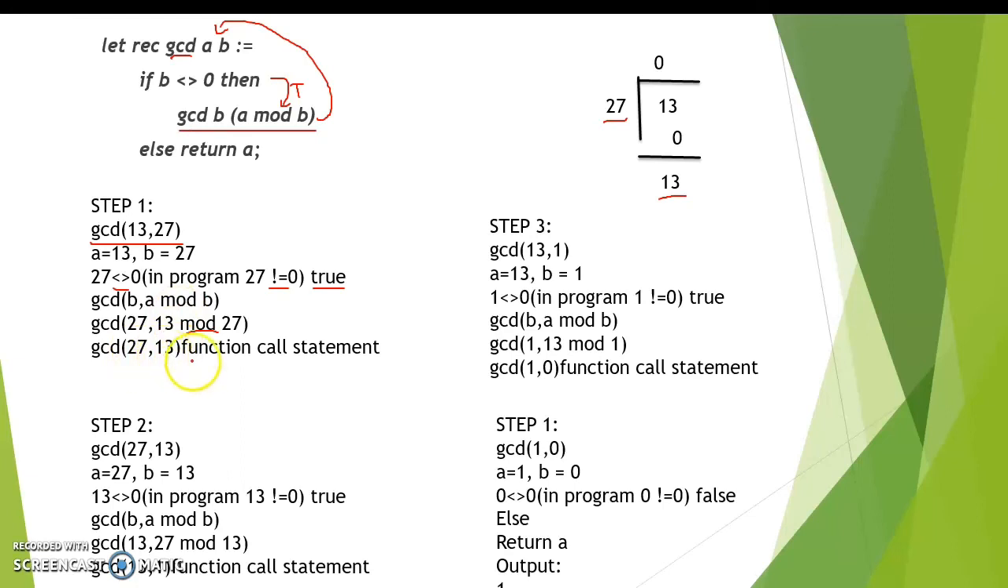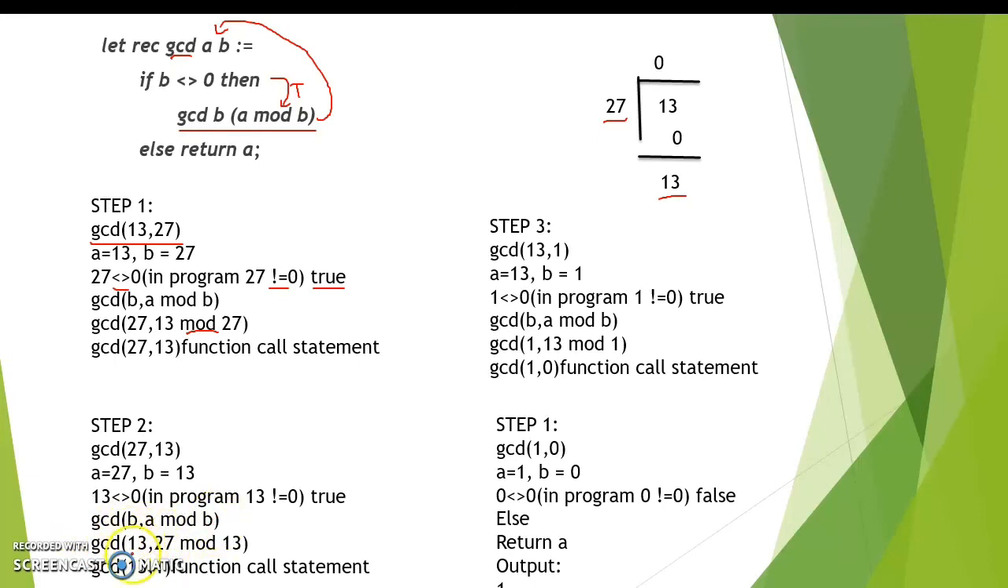GCD of 27, 13. Again, this is a function call statement, so it goes to the second step. Now the value of A is 27 and the value of B is 13. Again it checks the condition 13 not equal to 0. When this condition is true, the function is invoked again, that is GCD of B comma A mod B.